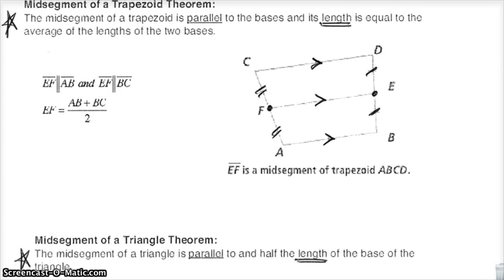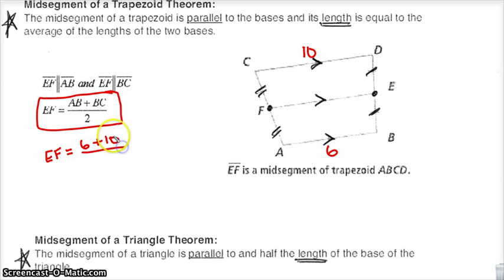If we are given a trapezoid, and I know the lengths of the parallel sides, I can then find the length of the midsegment by using the formula given below. So, for example, if I was given that the length of CD is 10 and the length of AB is 6, to find FE or EF, I would add 6 plus 10 and then divide by 2. 6 plus 10 is 16, divided by 2 is equal to 8. So the length of this midsegment is 8.